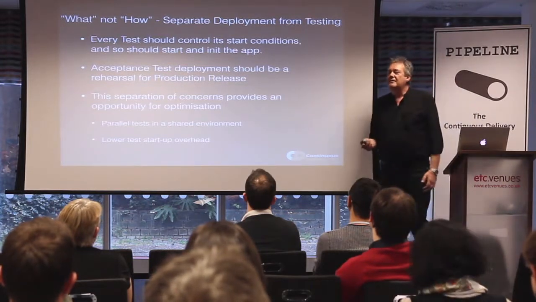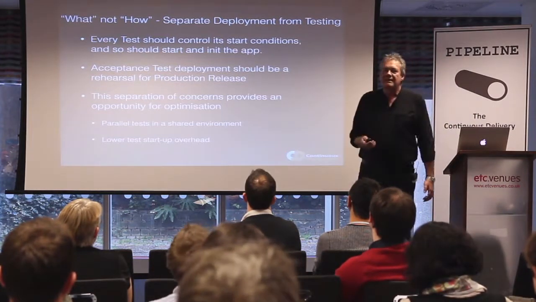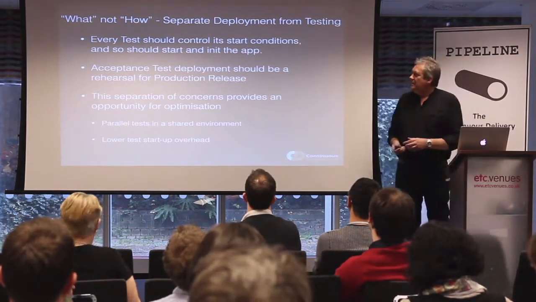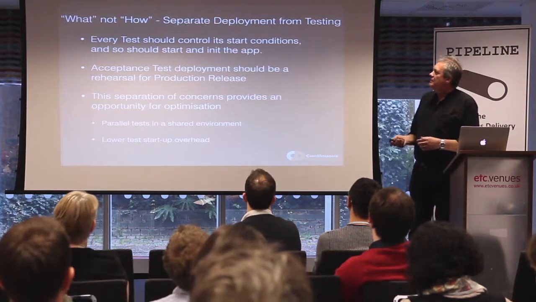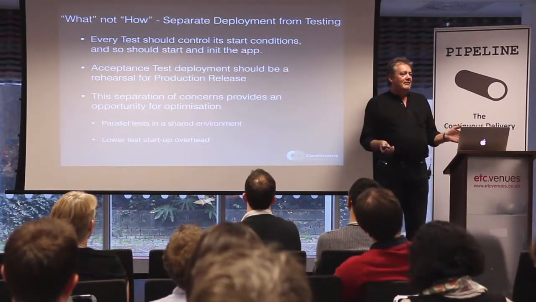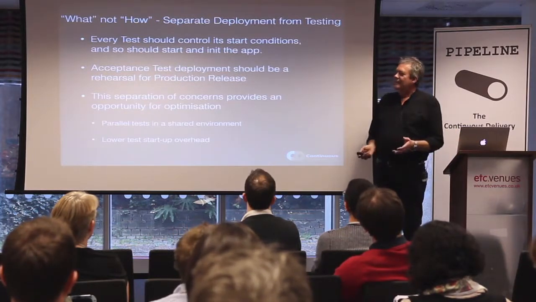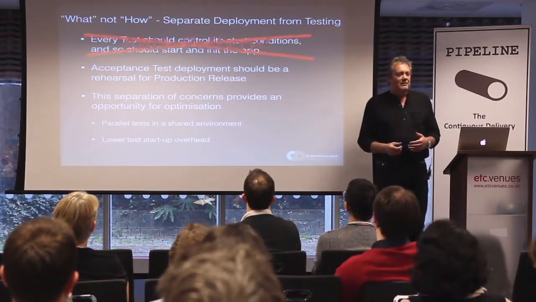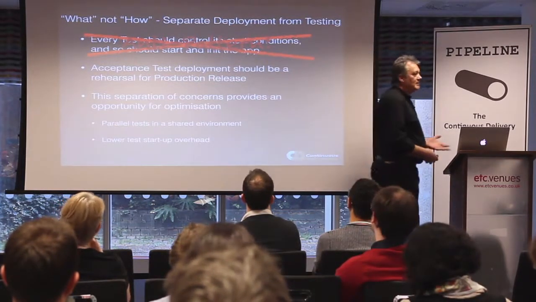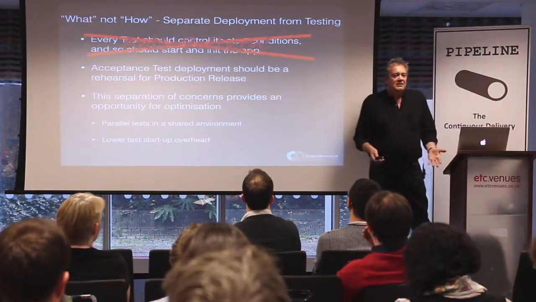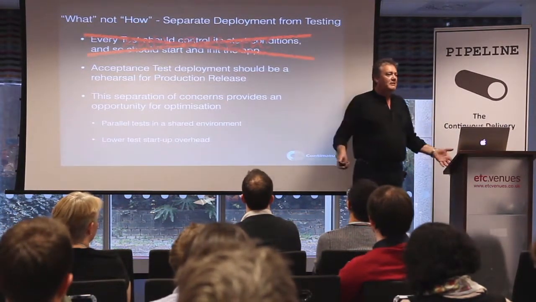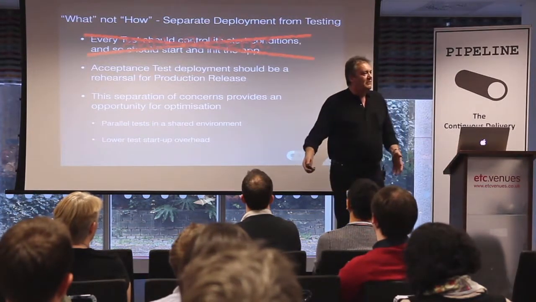Another important thing is to separate the idea of deployment from testing. Traditionally, it's fairly common to think that every test should control its start conditions and should start in this application. I'll give you a clue here: there's an anti-pattern on here. Can you guess? Yeah, it's the first one. We don't want every test to set up the application and start its own conditions, because that's inefficient. If we've got a big, complex application, we want to be running these tests in lifelike circumstances. It's going to be costly to do this for every test.